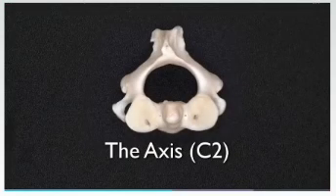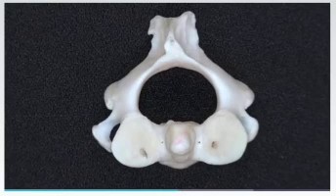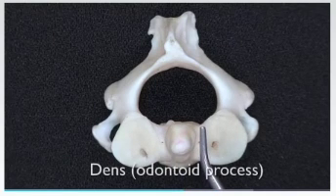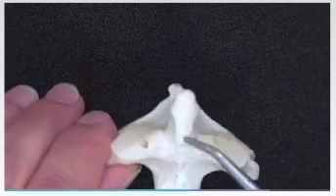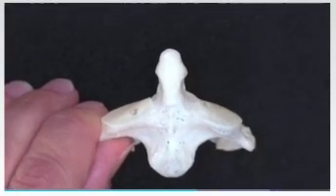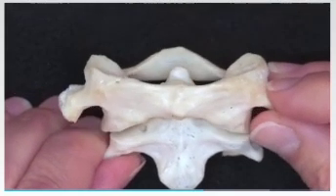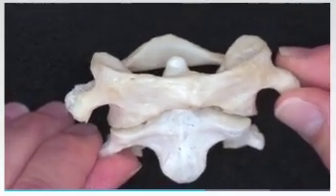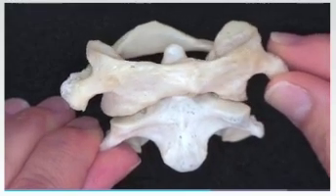The axis. The axis looks more like a typical vertebra, except for this prominent bony projection called the dens, or the odontoid process. The dens articulates with the anterior arch of the atlas, and the atlas is able to rotate around that bony pivot point. One example of rotation of the head is shaking the head to indicate no.